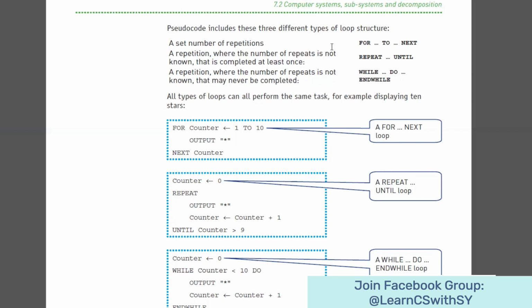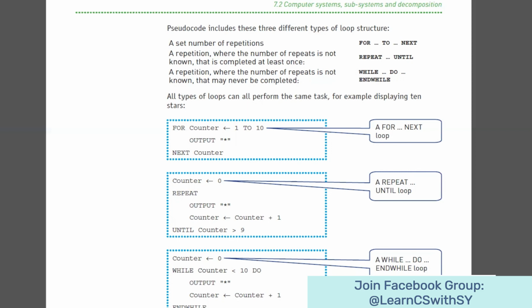A set number of repetitions is for to next. A repetition where the number of repeats is not known, that is completed at least once, kam az kam ek martaba, is going to be repeat until. And a repetition where the number of repeats is not known, that may never be completed. May never be, they are saying. Then you go for while do and end while. Be cautious. And an example is given to you.